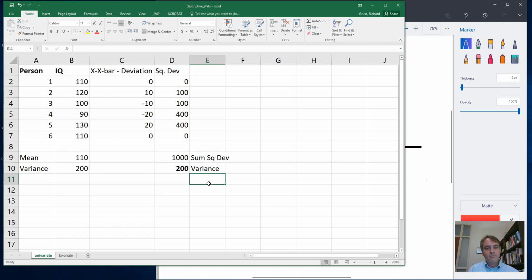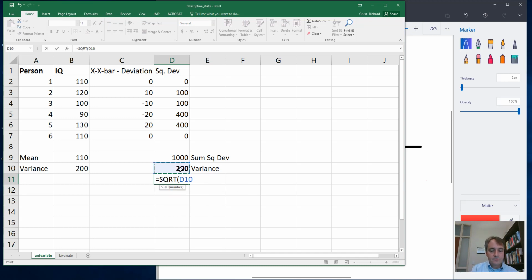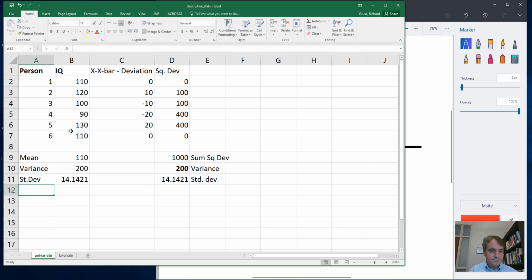So one way to make more sense of this is to go ahead and take the square root of that variance, and the square root of the variance is called the standard deviation. So we can use the Excel function sqrt to take the square root. So the square root of that is going to be 14.14, or we can use the Excel shortcut and just use stdev.s because it's a sample. So now give me the standard deviation for this sample, and we'll see that it's exactly the same number.